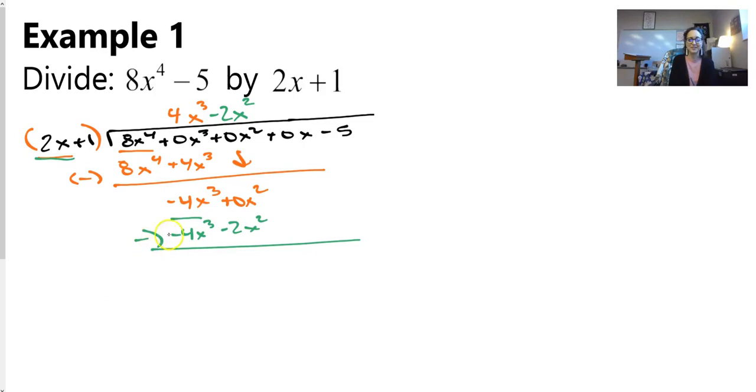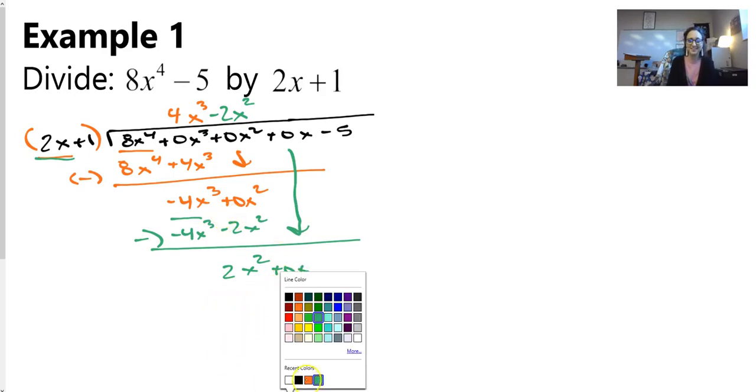Now what's my next step? Subtract. So really make sure you're subtracting the green piece. If you want to actually distribute that negative, feel free. So these first two are going to cancel. Then I have 0x squared minus a negative 2x squared. So what do I have here? Positive 2x squared. Good. What's my next step? Bring down. So plus 0x. Okay. And we go again.